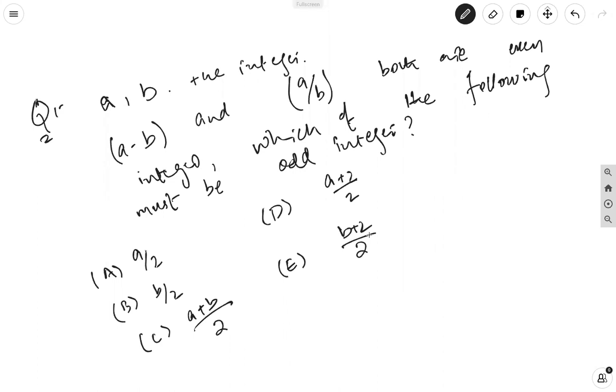I will again repeat the question. A and B are positive integers such that A minus B and A over B both are even integers. The question is asking which of the following must be an odd integer, right? And the 5 options are A over 2, B over 2, A plus B over 2, A plus 2 over 2, and B plus 2 over 2. You have 2 minutes to solve this question.